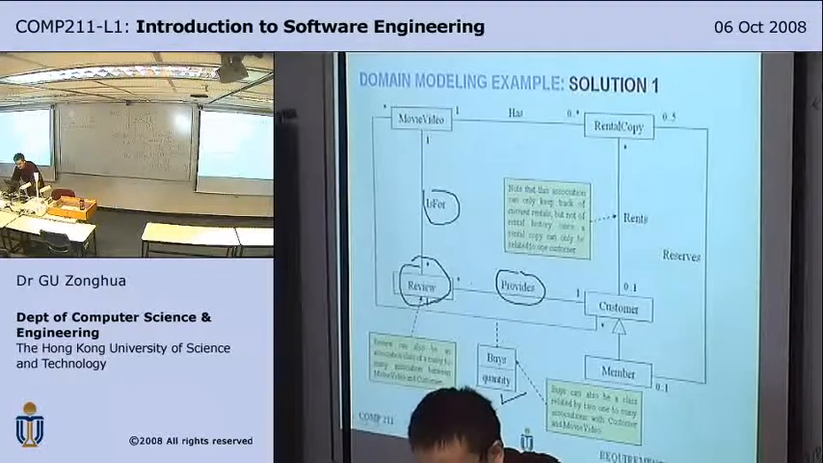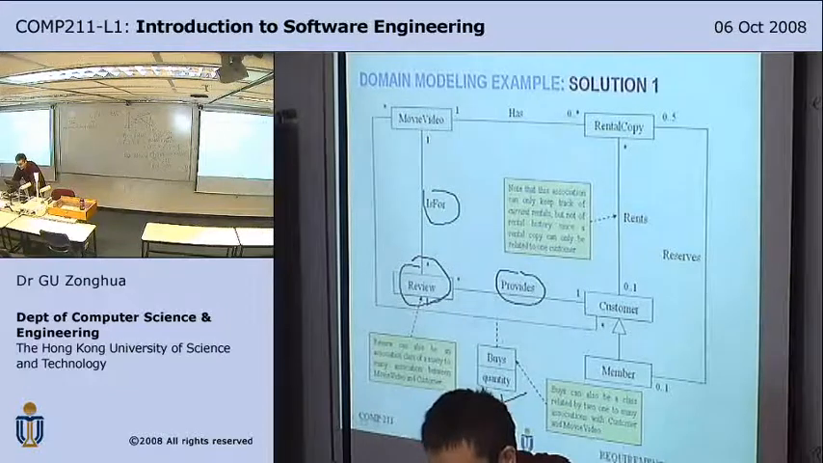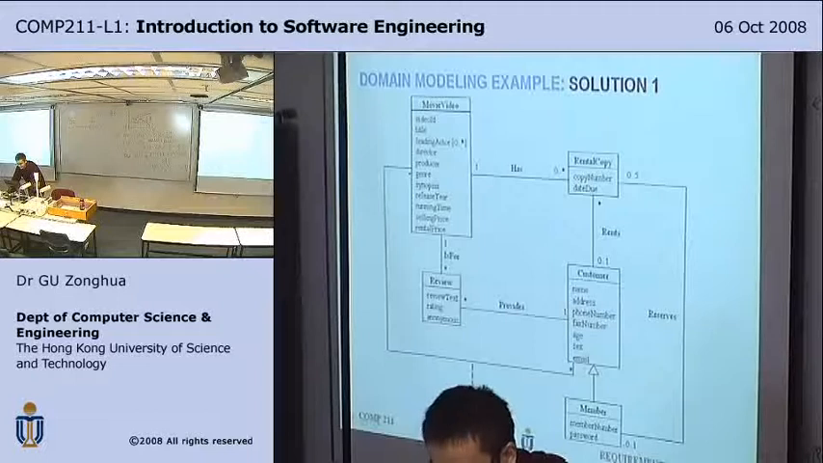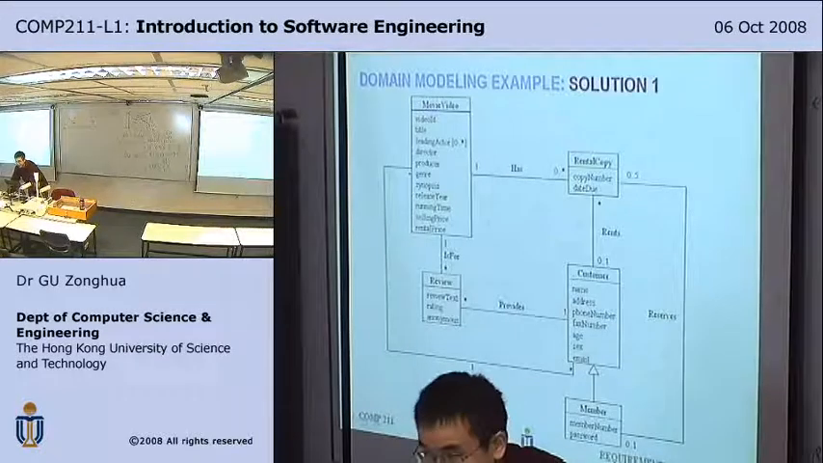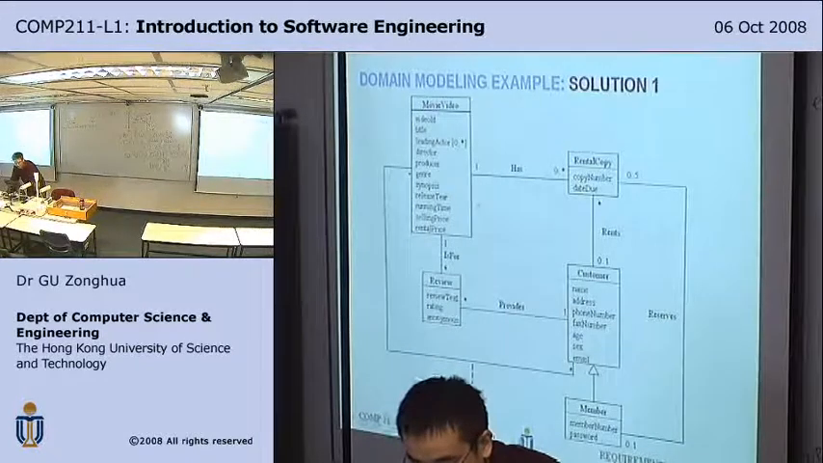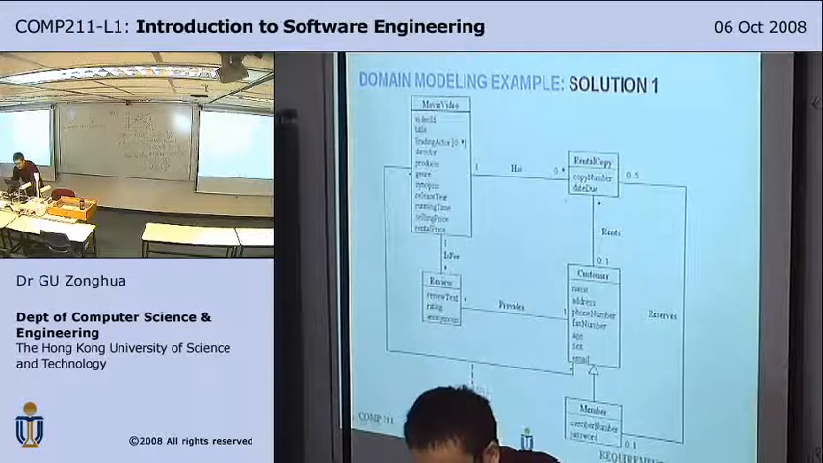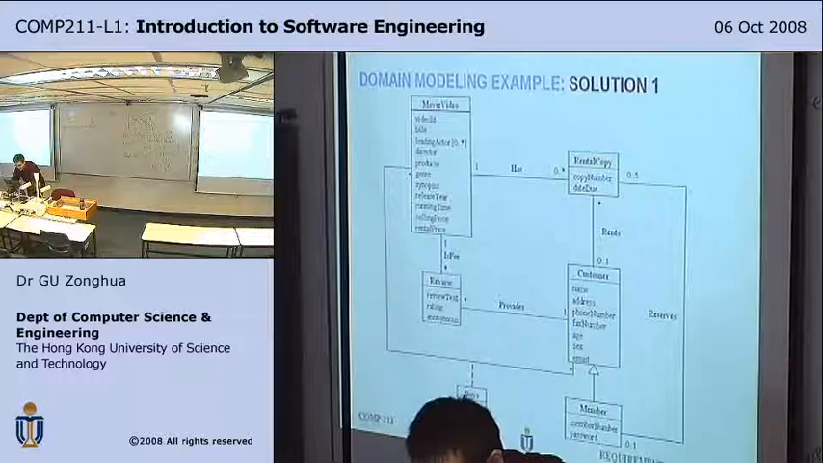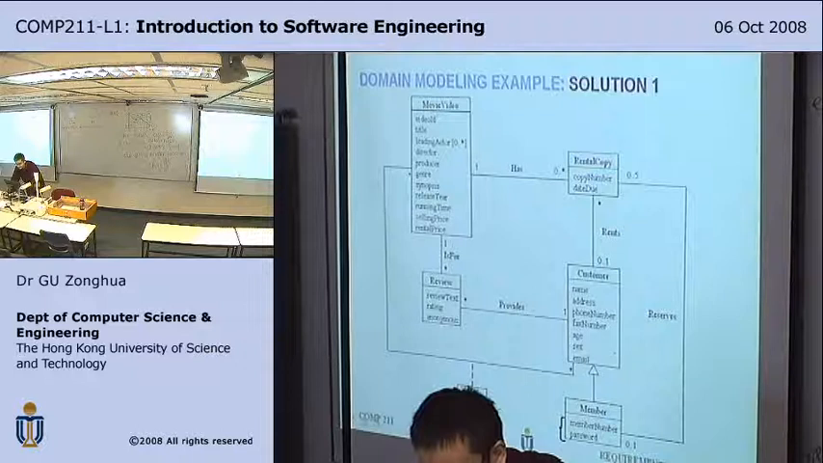So this is the solution after adding all the attributes. These attributes are identified from the problem statement. So member has a member number and password, etc.